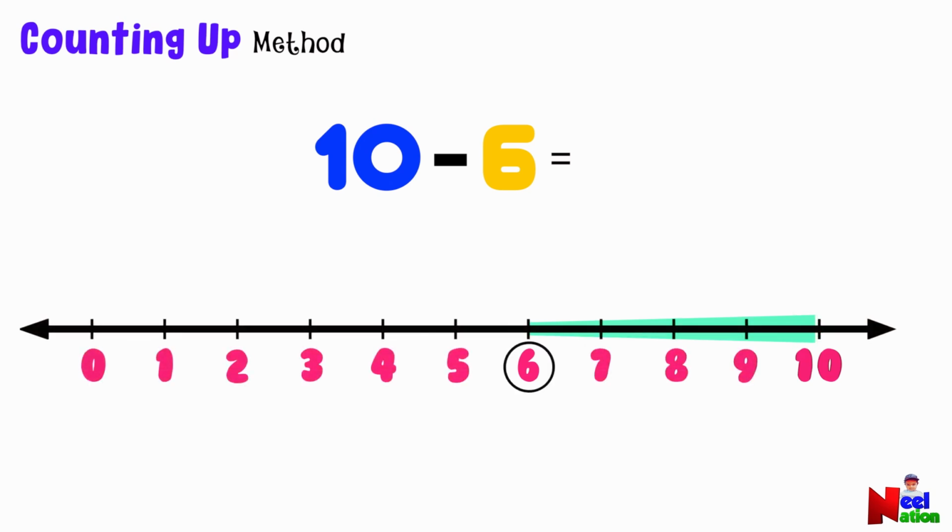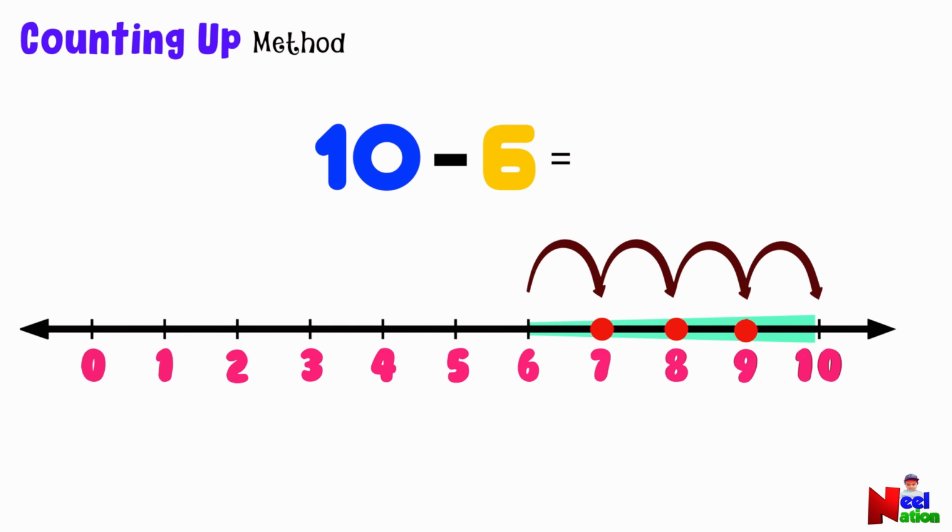Starting from 6, we make our first jump to 7, the second jump to 8, the third to 9, and the final jump to 10. How many jumps did we make? 4. That's right. So 10 is 4 numbers away from 6. In other words, the difference between 10 and 6 is 4, and that means 10 minus 6 equals 4.